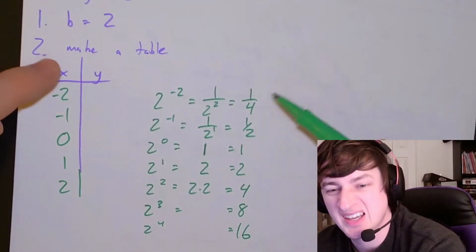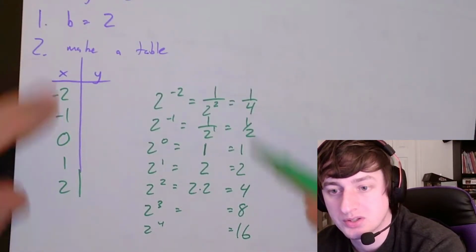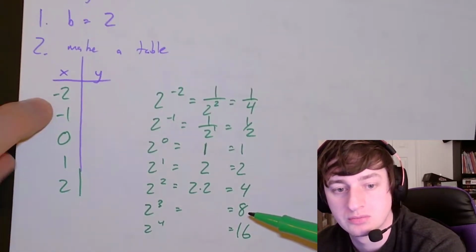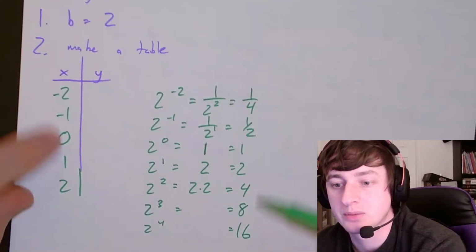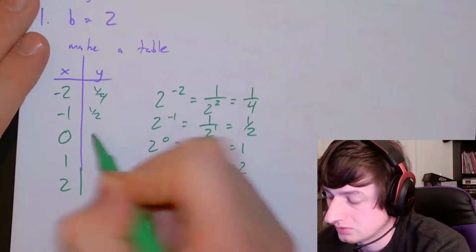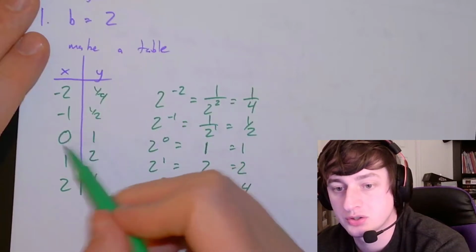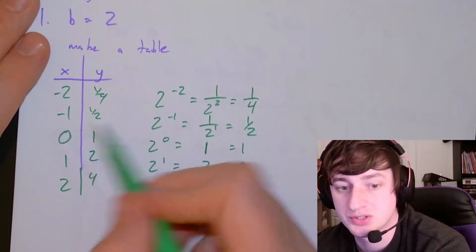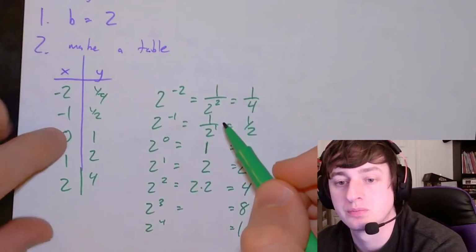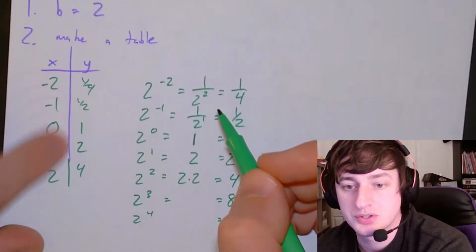So as we go up, as x increases, we're doubling. But as we go back down, as x decreases, so from 2 to 1 to 0, to negative 1, to negative 2, we're dividing by 2 each time. So we get 4, 2, 1, a half, a quarter. You should notice we don't get 0 here. We're never going to get 0. I say that, and then you can always shift the function down to go through 0, 0. But if we're not shifting the function at all, if it's just an exponential, it doesn't go through 0, 0.